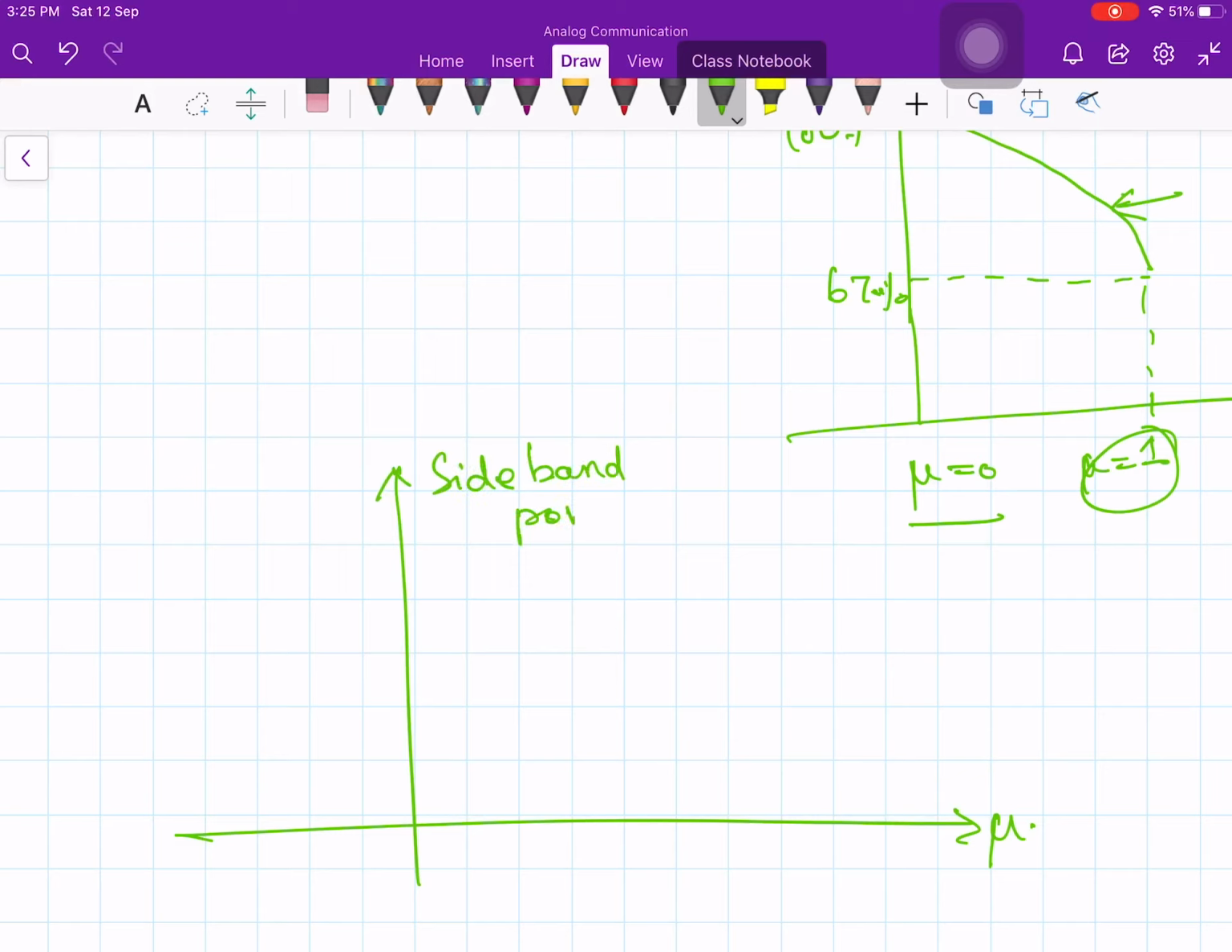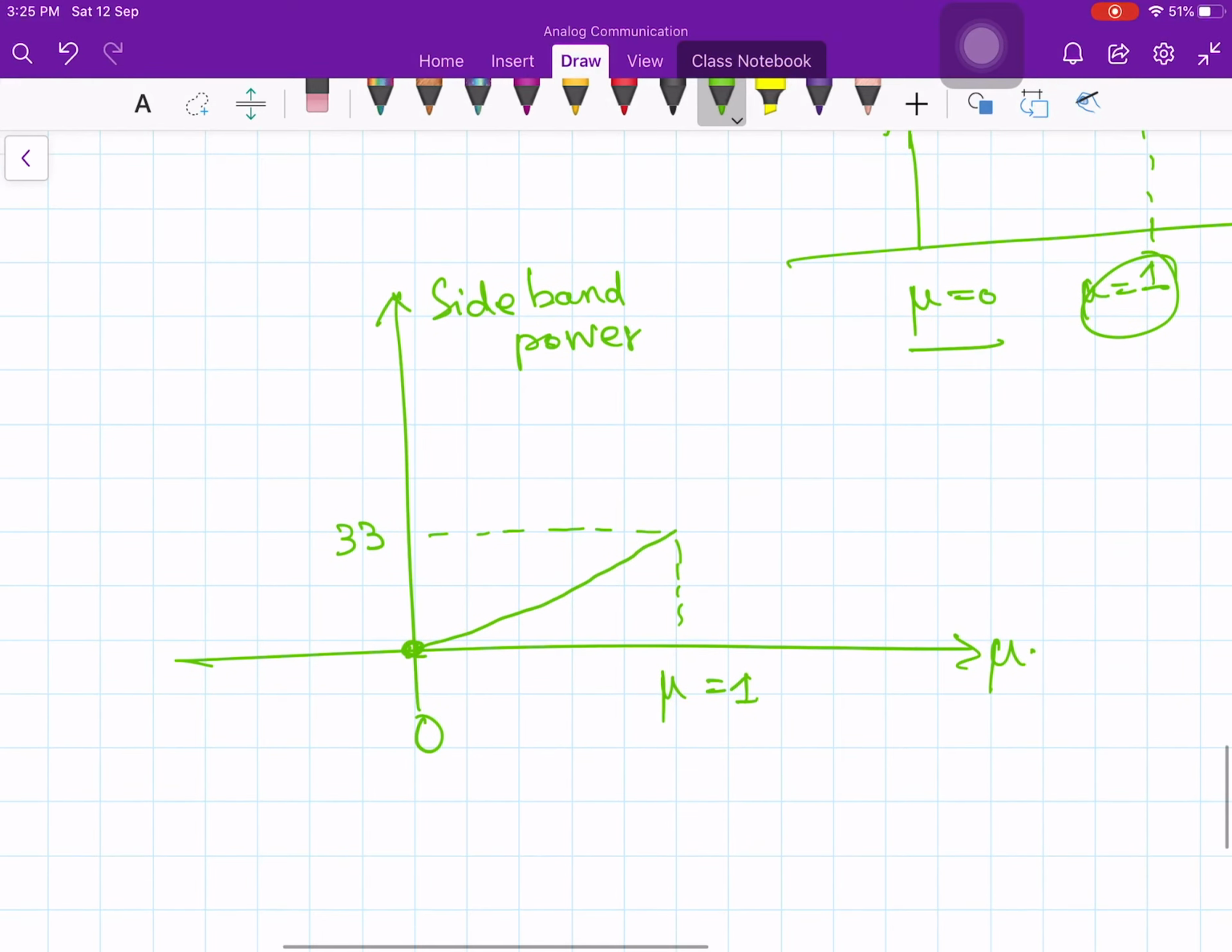When mu is equal to 0, sideband power is 0. So you start from 0, and it linearly increases to a maximum value of how much? 33%. When does it reach that? When mu equals 1. When mu equals 0, it is 1.